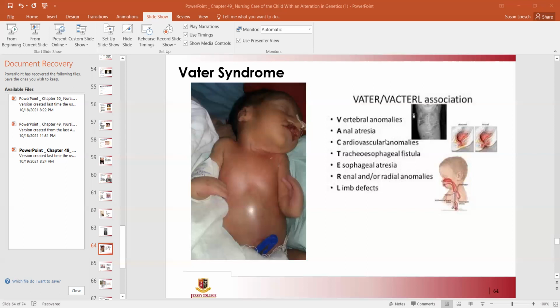And then the tracheoesophageal fistula or esophageal atresia, which leads to increased risk for aspiration, feeding, and swallowing problems, because the esophagus is not connected to the stomach. In the esophageal atresia, the tube that connects the esophagus to the stomach is missing.